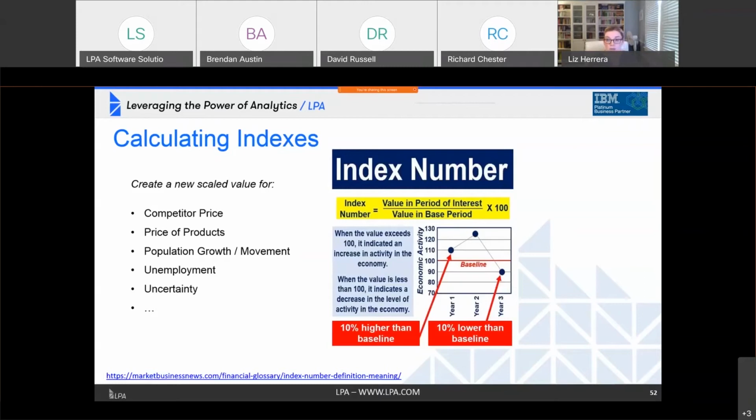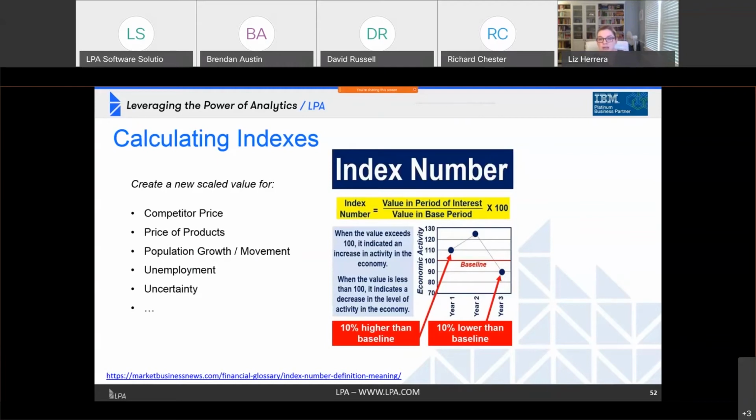What are some of the things that we can do that for? Competitor price. Talk to a lot of clients who are trying to keep an eye on what their competitors are doing so they can at least keep up, if not exceed them. So that would be something to take a look at. Doing the price of products. Again, it's very uncertain, so actually indexing that would, I think, provide some interesting insight.